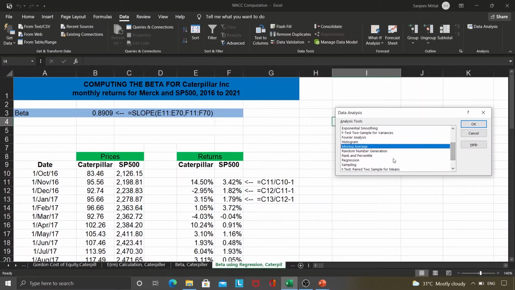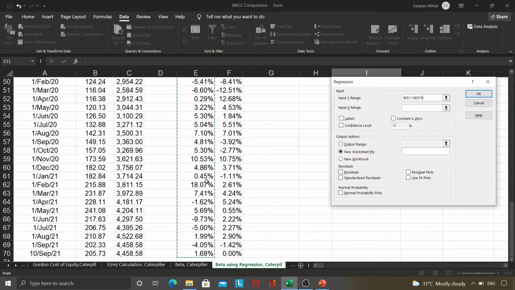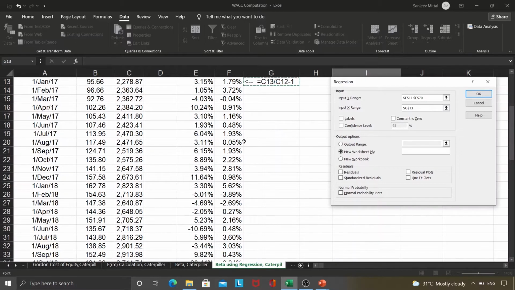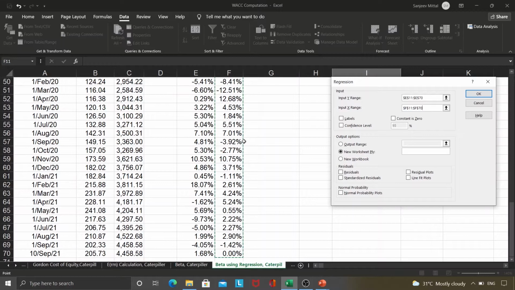And inside this data analysis, if you go to regression, you will select it. Once after selection of it, you will get a pop-up menu, and inside that pop-up menu, you need to input the Y ranges. Now inside the Y ranges, select the return details for Caterpillar Incorporation, and inside the input for X range, select the S&P 500 details.